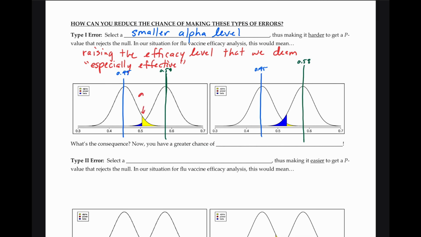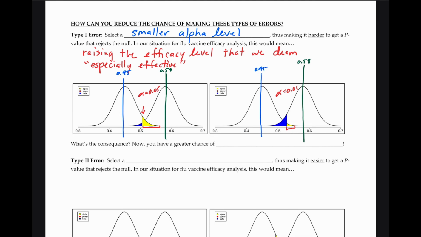So here, this is at an alpha level of 0.05. And you can see that yellow area here represents the probability of making this type 1 error, where we would reject and we weren't supposed to. While if we change the alpha level to 1%, now you can see that that area is much smaller.